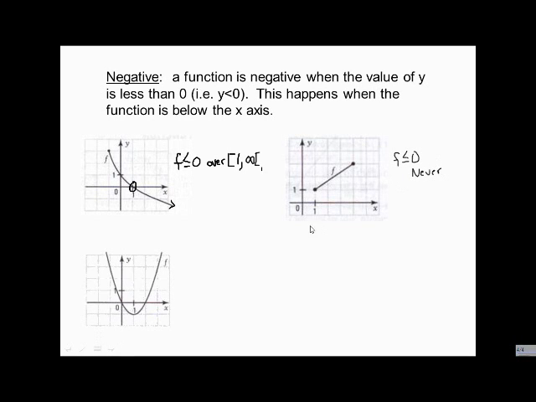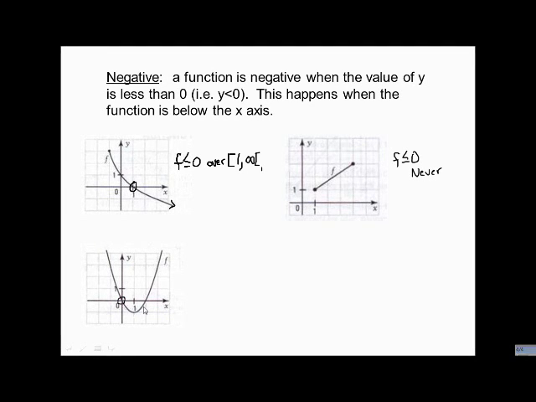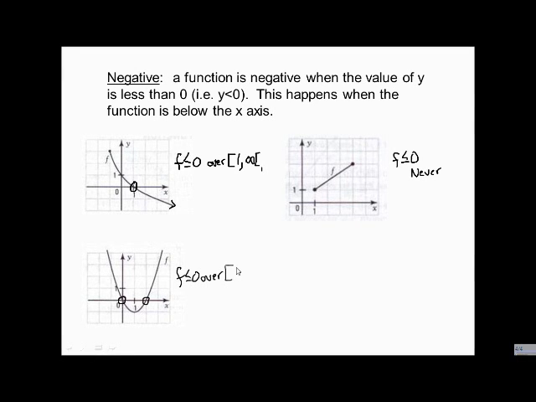All right, third example. When is this one negative? Well, positive, positive, positive, positive. Starts being negative right there, and it's negative until it crosses the x-axis again. F is less than or equal to 0 over the interval. Again, we're looking at our x-coordinates. Starts being negative when x is 0. Stops being negative right here when x is 2.